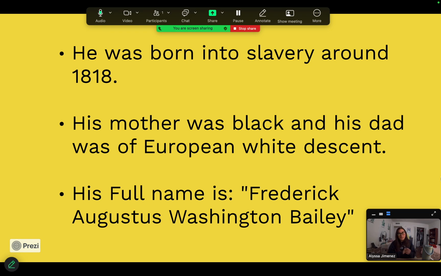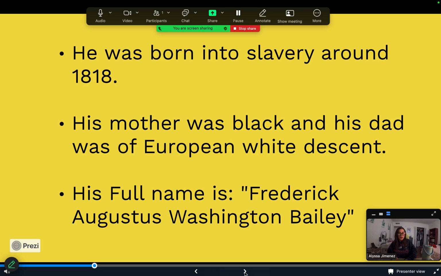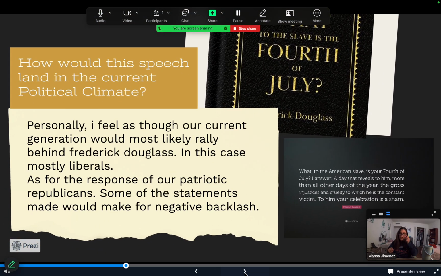I probably should, now that I think about it, because I feel like it would be very controversial given the time. That being said, I'm all here for a full government name, and I found it. It's Frederick Augustus Washington Bailey. You can see where he gets the European side from and stuff like that. We are going to continue.